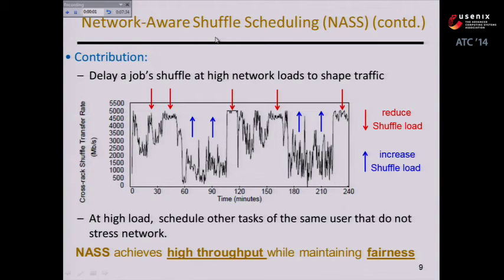And based on that, what NAS does is it can delay a job's shuffle at high network load. So it plays a key role in shaping the network traffic. That's how it tries to shape the network traffic, by dynamically scheduling reduce tasks, which dynamically schedule shuffle in the cluster. And at very high load, if we delay this shuffle, we can schedule tasks from the same job so that we do not affect fairness of the same user.